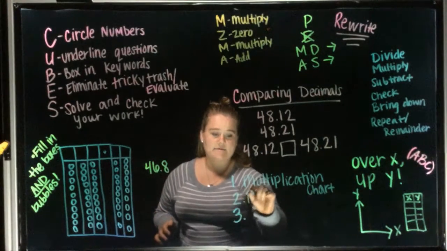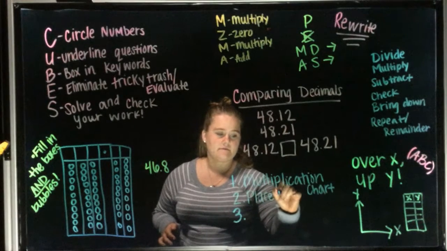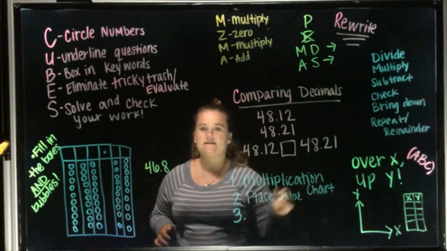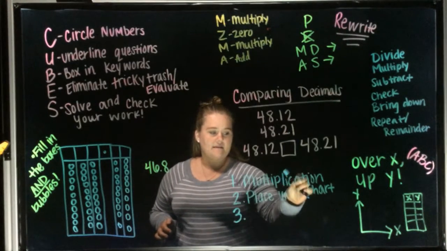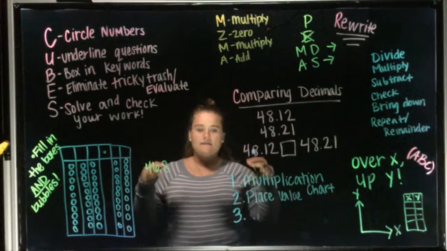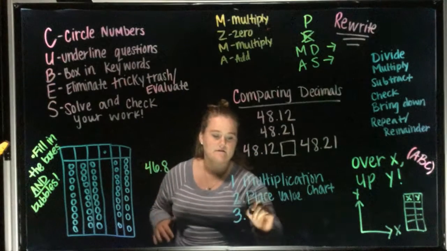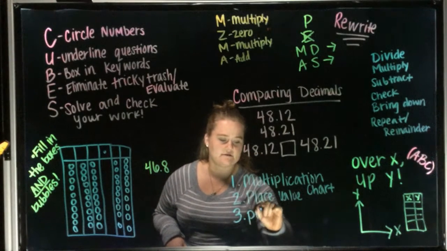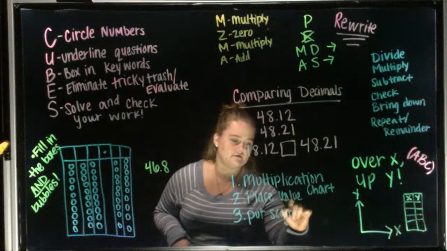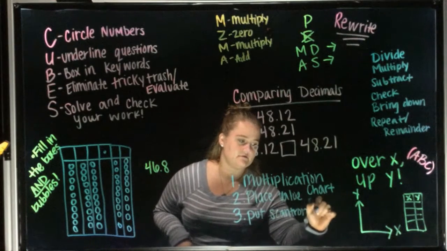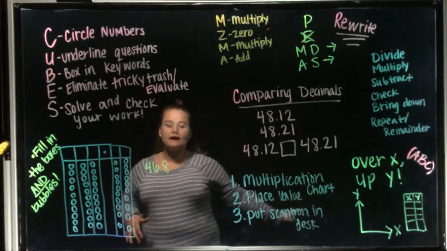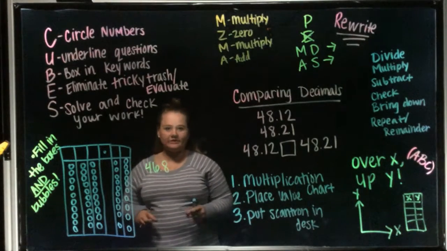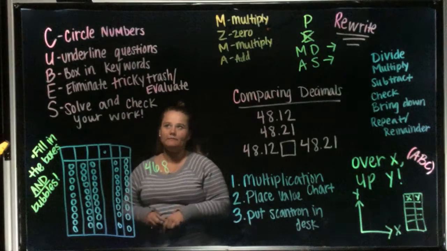Next, I want to see a place value chart. It can be simple, but I want to see it. That way you can always go back and look at it. And then we've practiced putting that Scantron away. Okay, so put it in your desk. Put it in your desk or put it to the side, put it somewhere nearby. That way we're not focusing on that during the test. You can come back at the end and bubble.